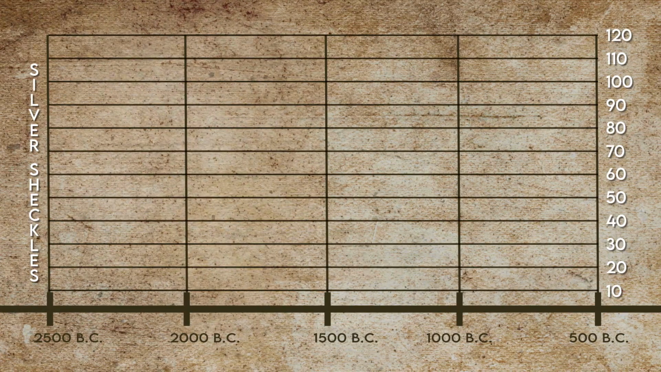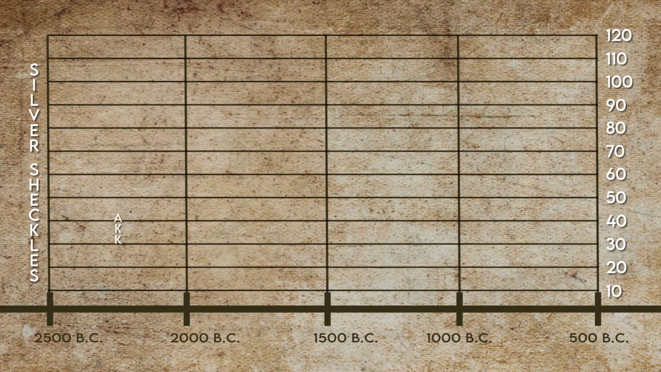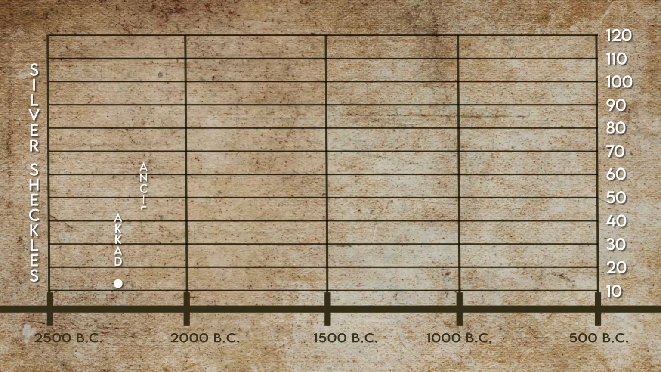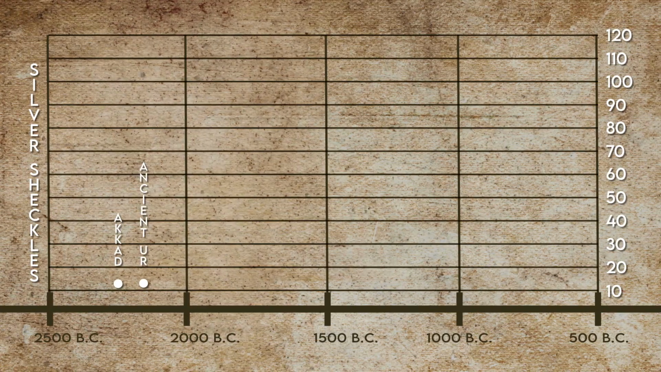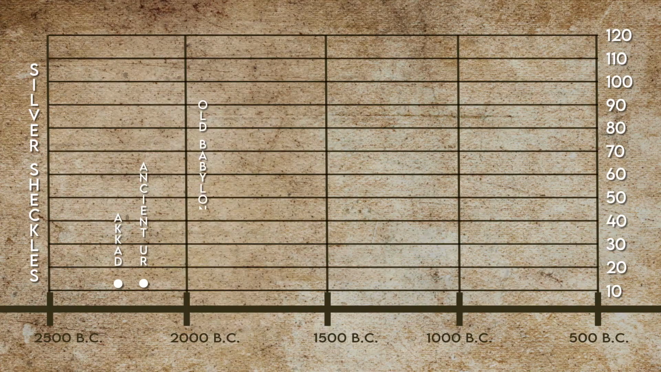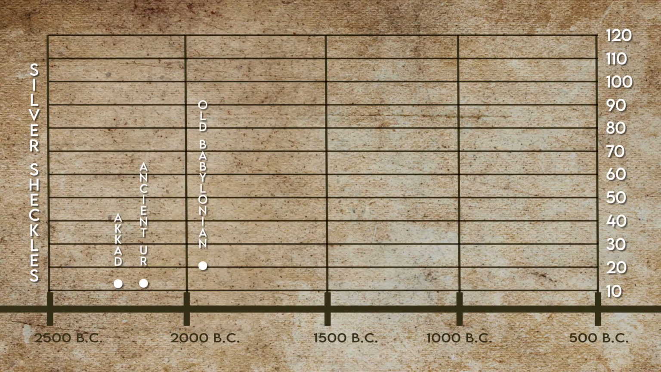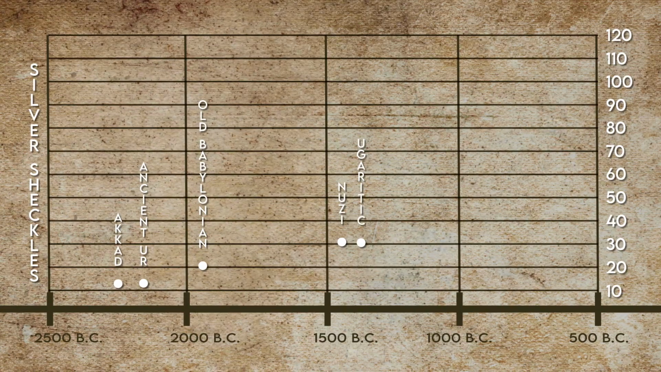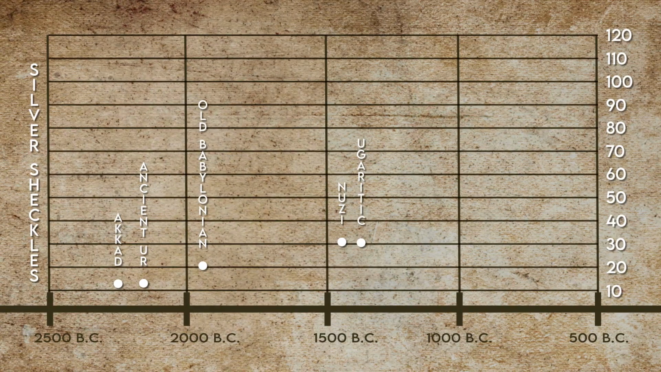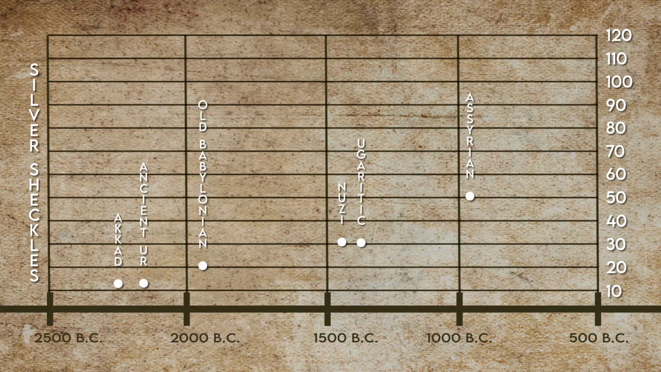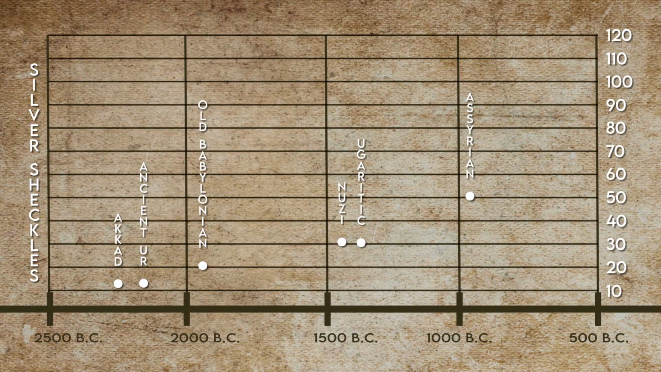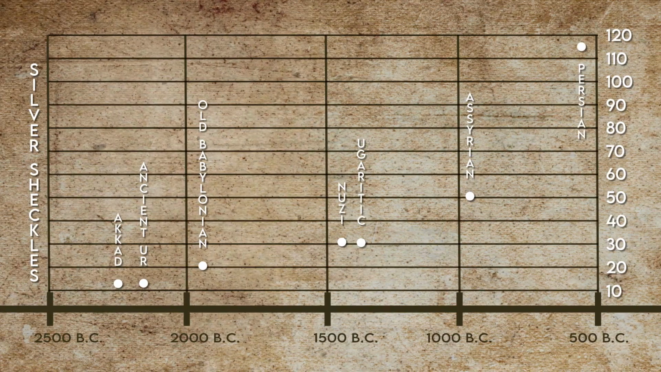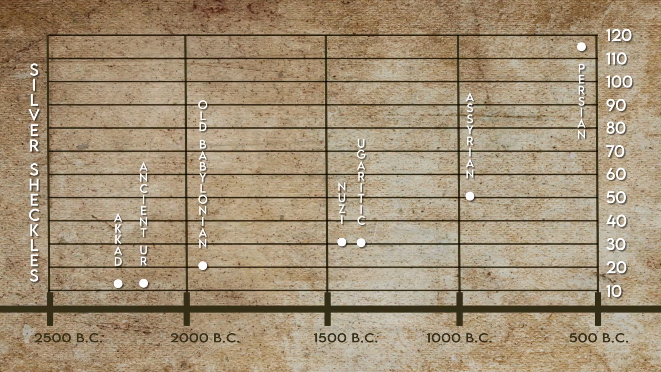So about 2200 BC, the Akkadian civilization valued a slave at about 12 shekels. That was the same price in ancient Ur about 2100 BC. When we get to the Old Babylonian period, the price has risen to 20 shekels. Later in the Nuzi and Ugarit period, a slave is going for 30 shekels. By the time of the Assyrian kingdom, the price of a slave has reached 50 shekels. And finally, there's a big jump in the Persian period, where a slave would cost you about 115 shekels, or about $850.